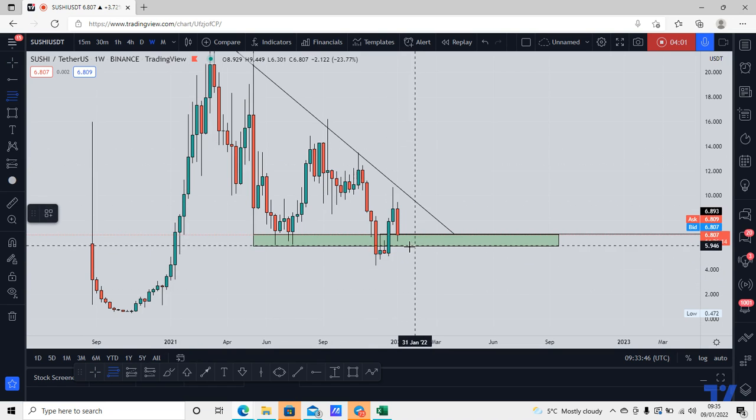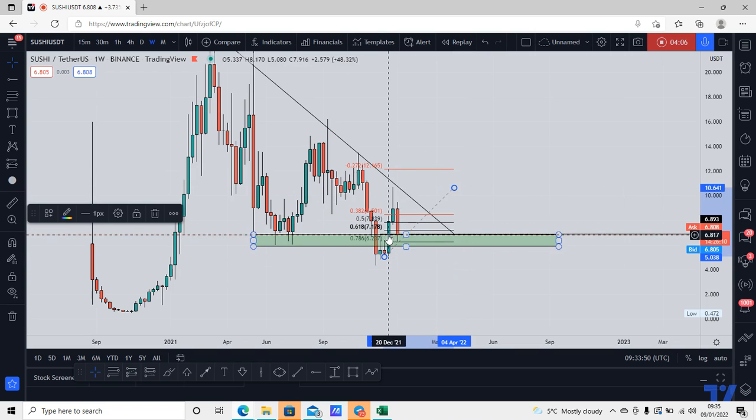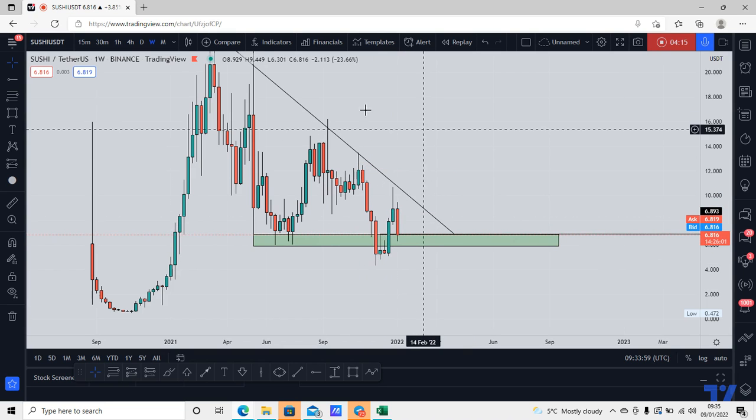If we take our Fibonacci from the low to the high of this weekly impulse, because this impulse broke above this resistance, therefore it is an impulse, we can see that the correction is currently testing the golden ratio, the 0.618, and we could see a rejection from this zone.